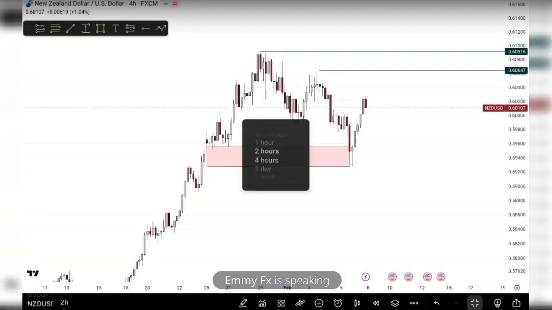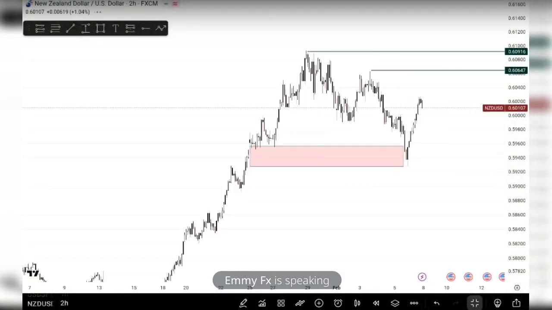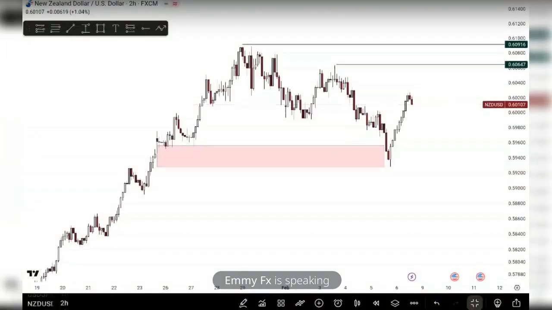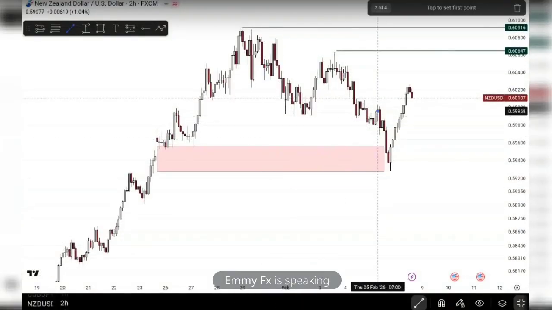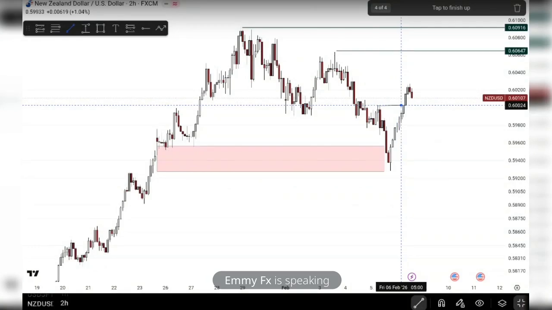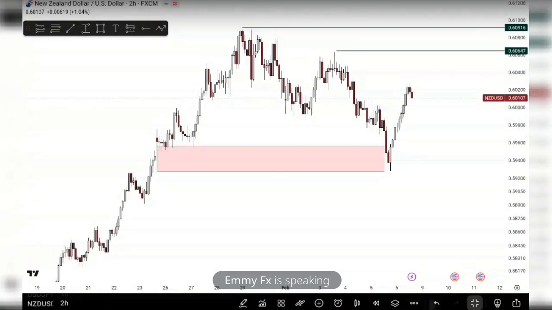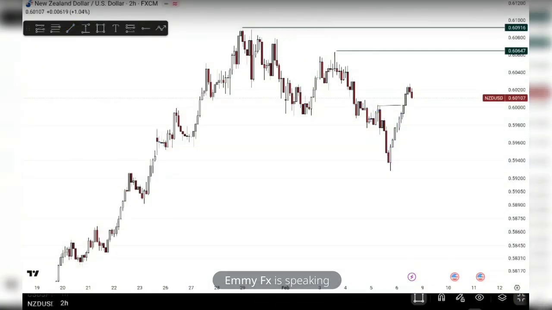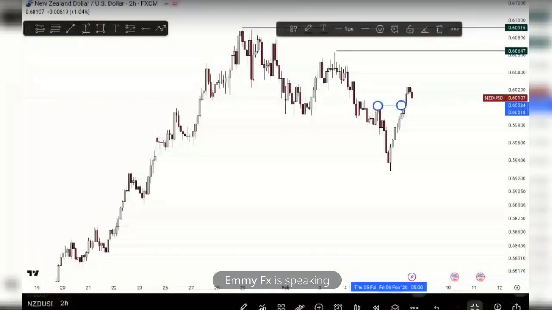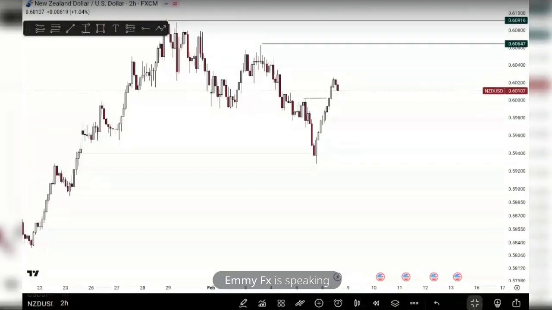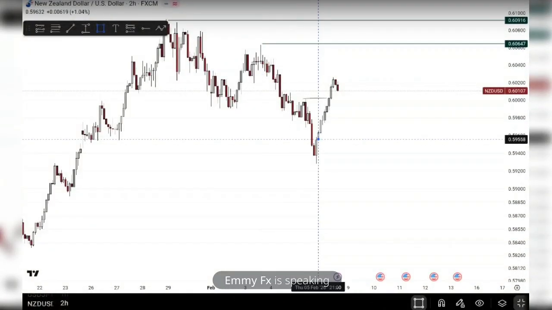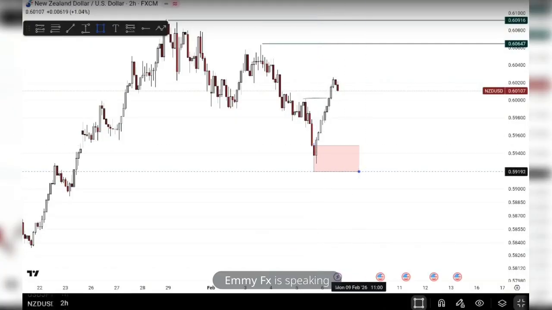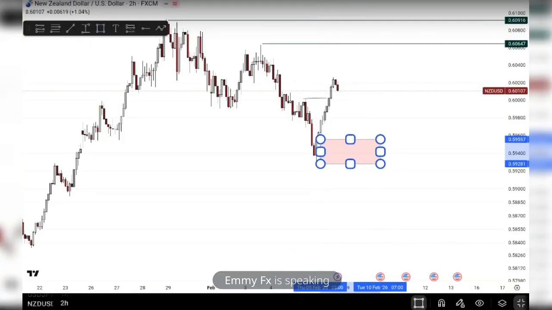Let's go to our 2-hour time frame. In our 2-hour time frame, we have a break of structure to the upside. Price gives us a break of structure to the upside. Now we are having this other block, which is currently sitting here. This is an order block.